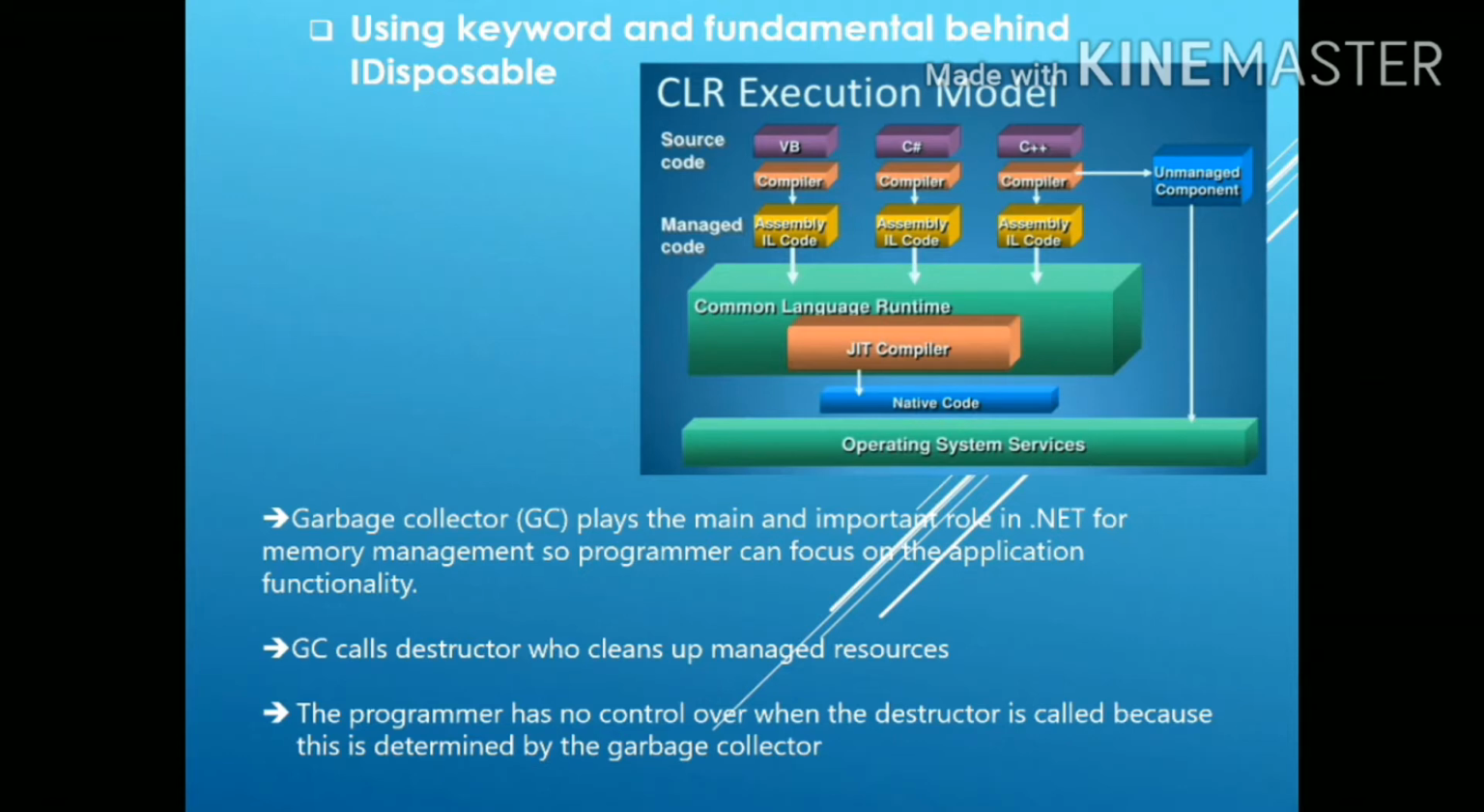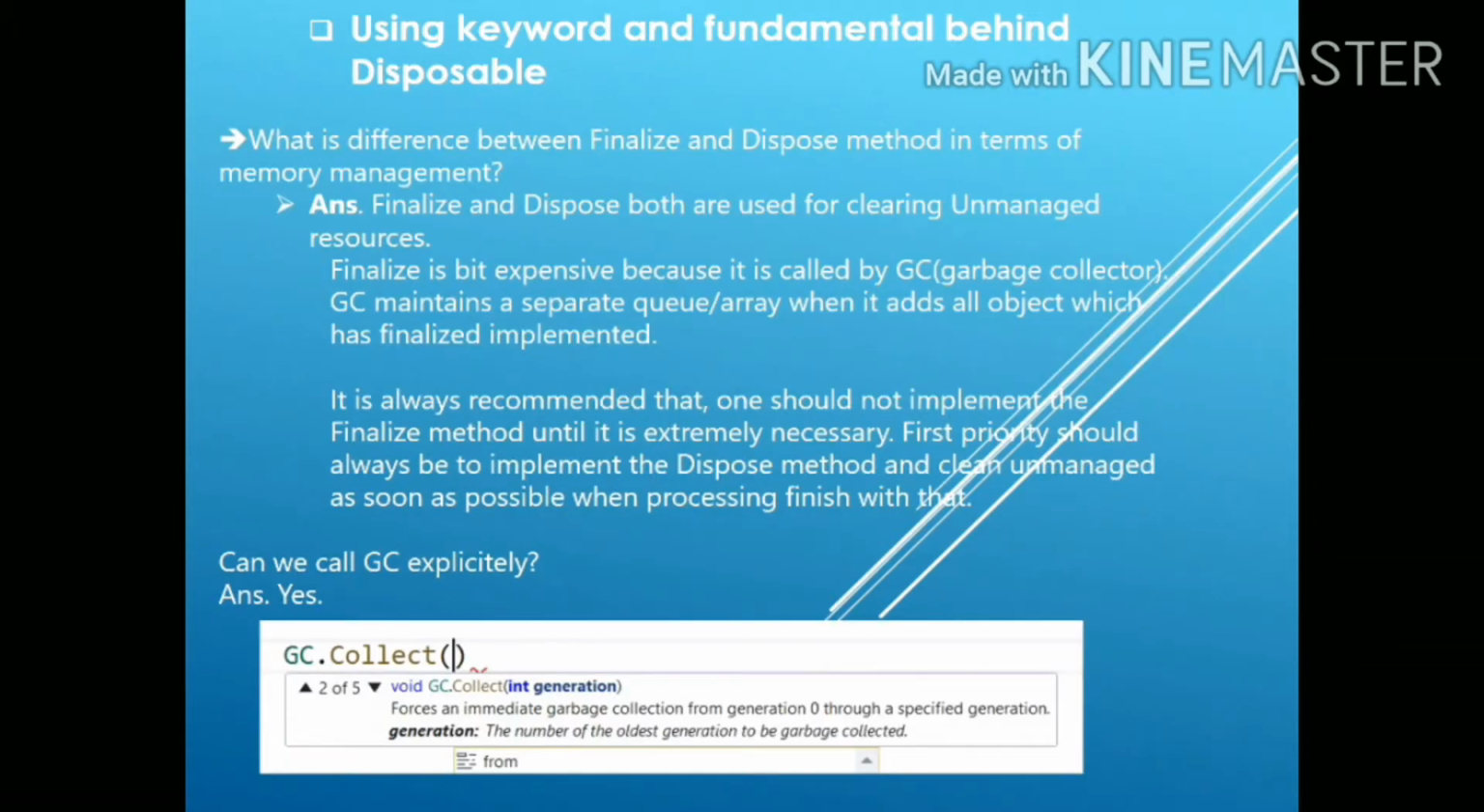Garbage collector can call the destructor, and the destructor in turn calls the Finalize method to clear the unmanaged resources. Make a note that programmer has no control over when the destructor is called because it is determined by garbage collector. So next question is, what is difference between Finalize and Dispose method in terms of memory management?